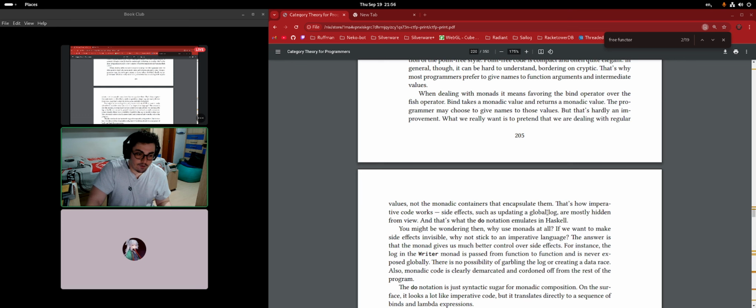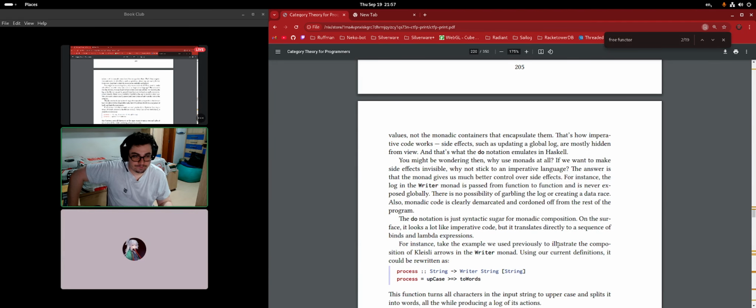And then the question becomes, do notation allows us to have very similar code to imperative code. And then the question becomes, why do you use monads at all? And the answer is because it allows us to have better control over side effects, which is an application of monads. And why do we want control over side effects? That's a very good question, and today we have the time to talk about it.